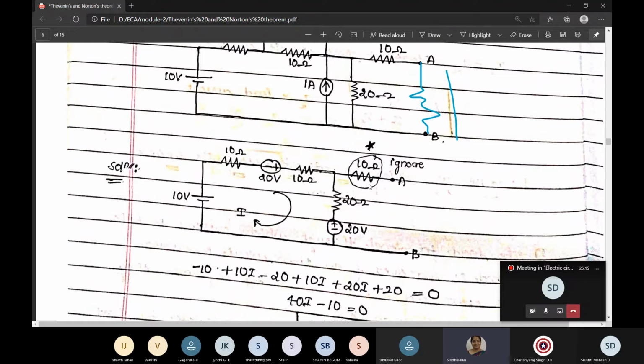Okay, this 10 ohm is not considered because this is an open circuit. When there is an open circuit, the current will not flow in here. Only this loop is active. This loop is not complete.